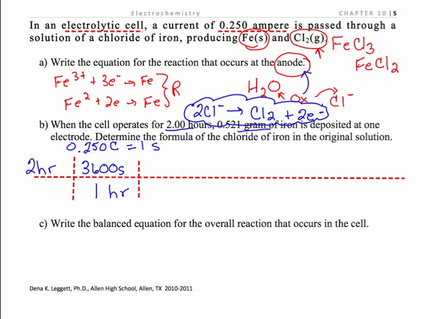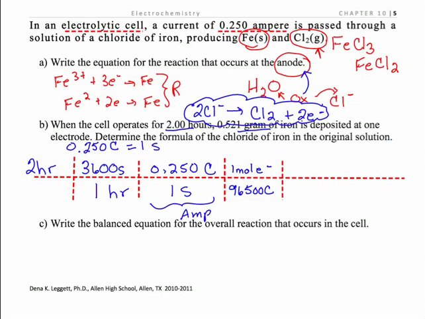I can go to coulombs. And I have 0.250 coulombs per 1 second. That's where you use your amp. Now, the second key thing to remember is that it is Faraday's constant. That is our link between the world of electricity and the world of chemistry. So for every 1 mole of electrons that goes through, we have 96,500 coulombs.